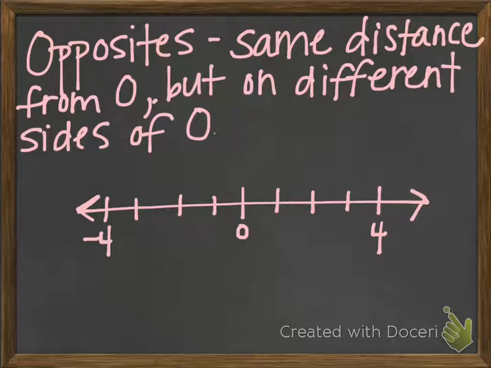The same thing occurs if I want the opposite of negative 2. Negative 2 is 1, 2 distance to the left of 0, so I need to find the distance to the right of 0, 2 units. 1, 2. Positive 2 is the opposite of negative 2.